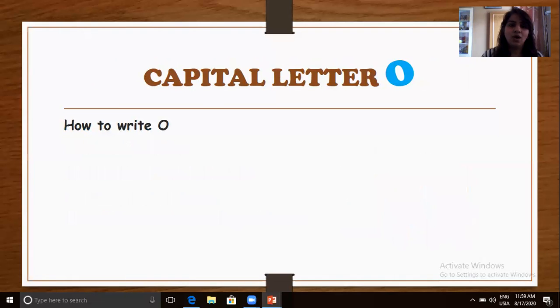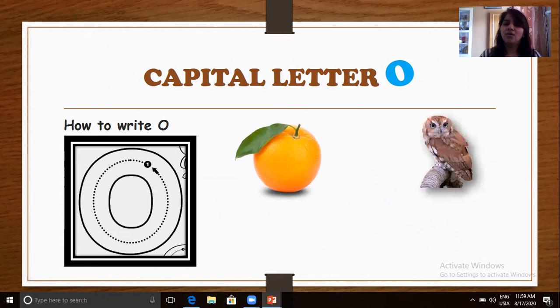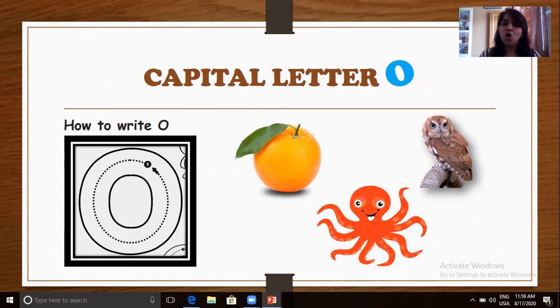Capital letter O. How to write O? Make a big curve and close. O. Phonic sound of O is O, O, O. O is for orange. O is for owl. O is for octopus.